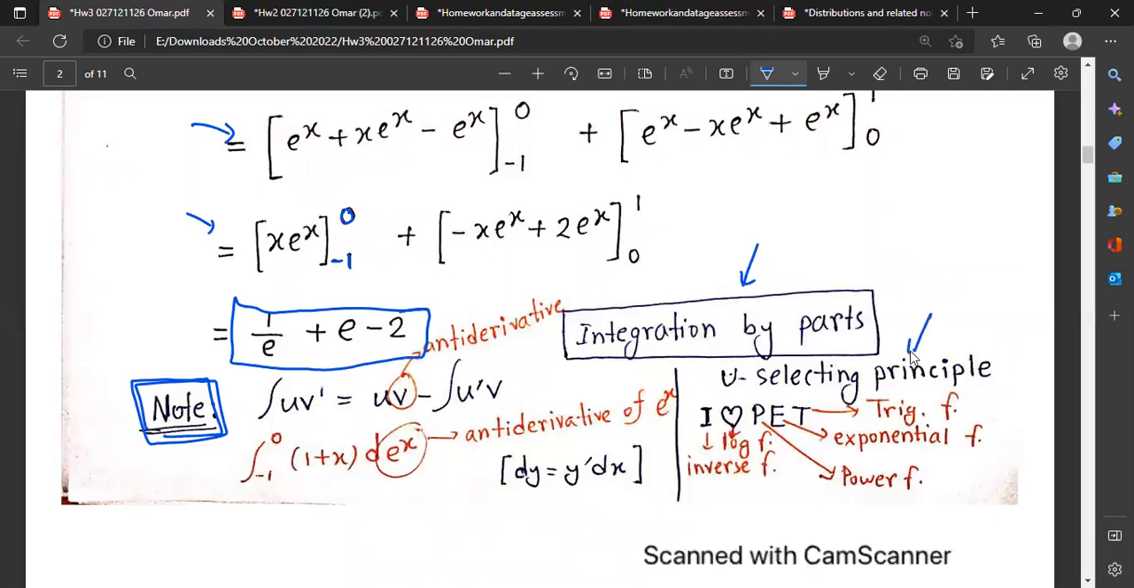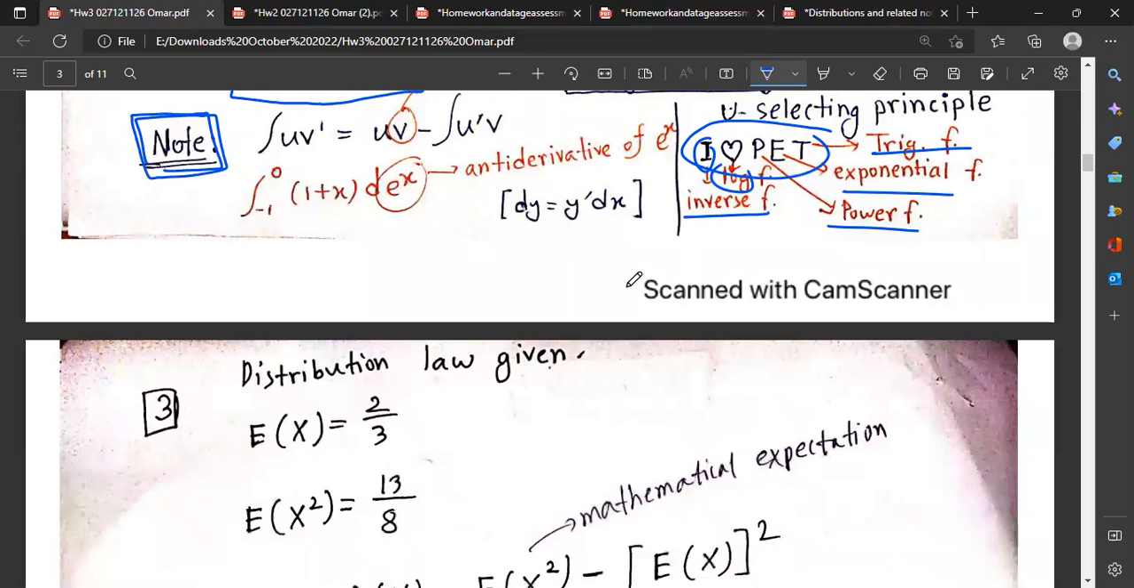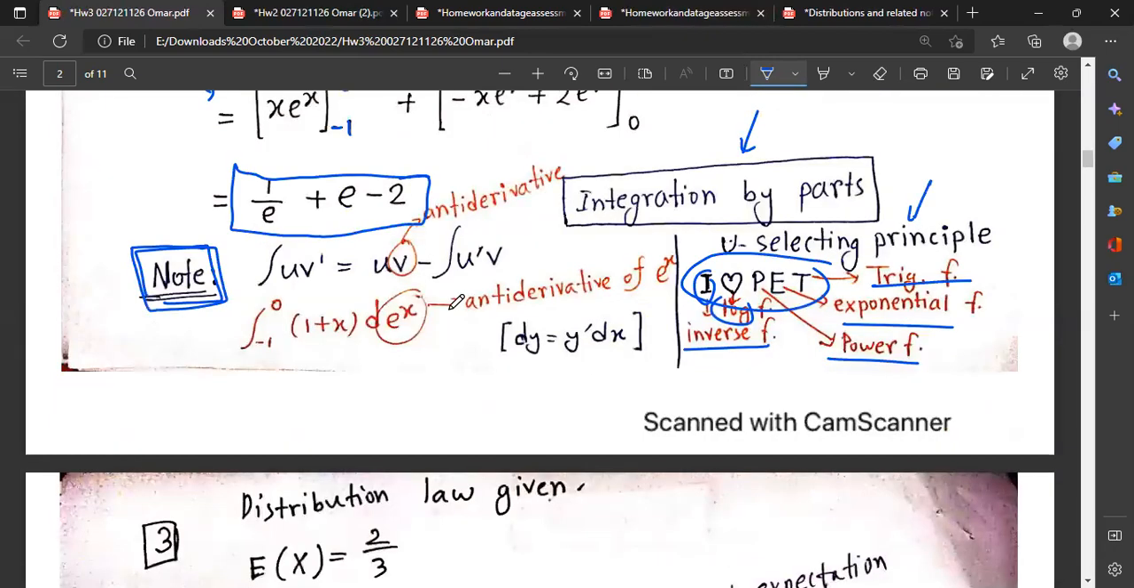So you see here the selection formula, I love pate. So firstly, when you select u, we think first of the inverse function, then l for log function, p for power function, e for exponential function, and t for trigonometric function. So this is the thing that we learned in the previous semester. So I will not explain them. And this is the answer for the expectation of e to the power x: 1 by e plus e minus 2 here.